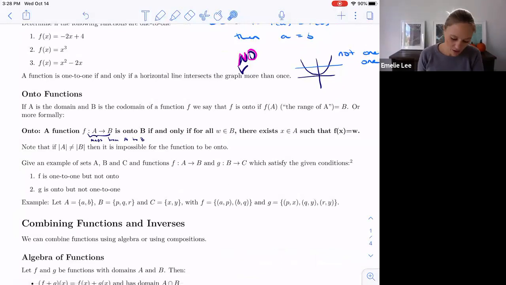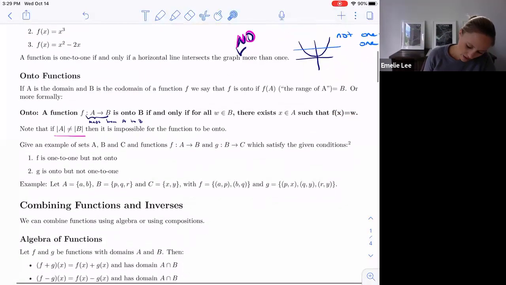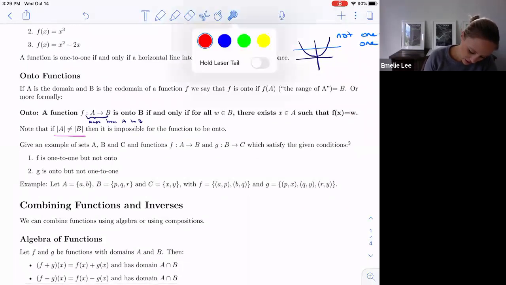Okay. One thing that's kind of good to know is that if the cardinality of A is not equal to the cardinality of B, so if they don't have the same number of elements, then it's impossible for the function to be onto. Because what we're saying is that for each element in the outputs, we have to have an element in the domain, or the inputs, that yields that output. So everything has to map onto something in the range.